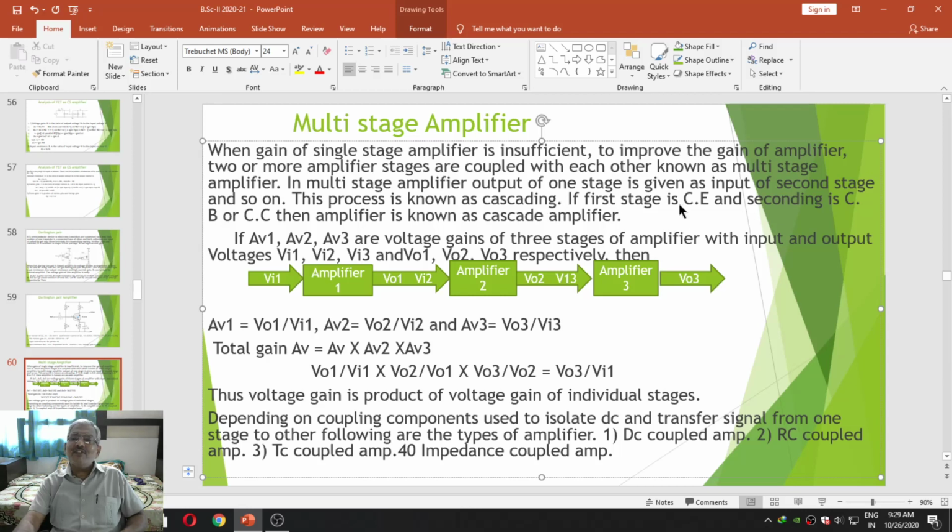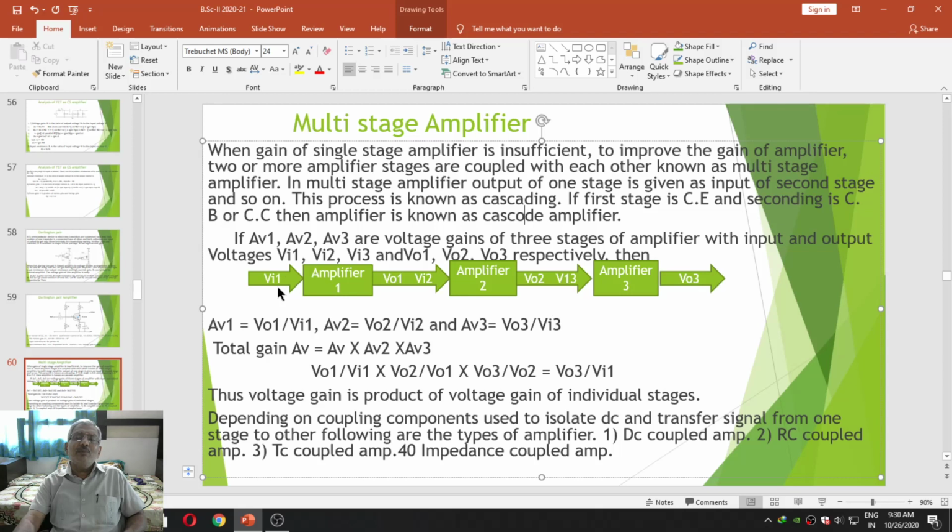If first stage is common emitter and second stage is common base or common collector, then amplifier is known as cascode amplifier. Same is represented in this particular block diagram.